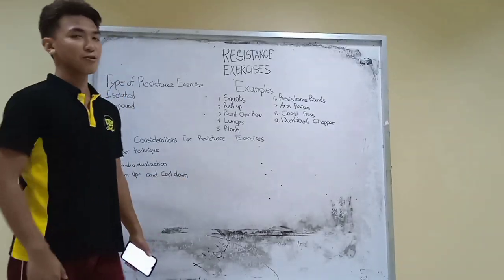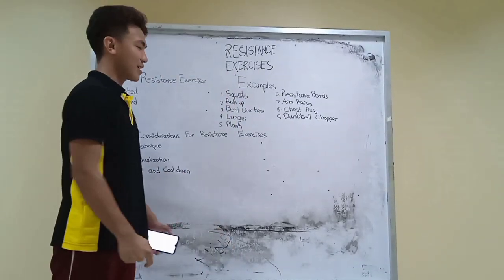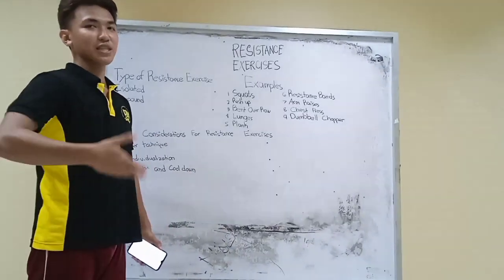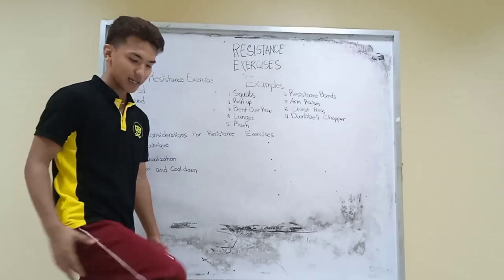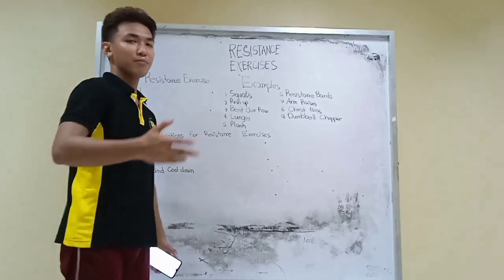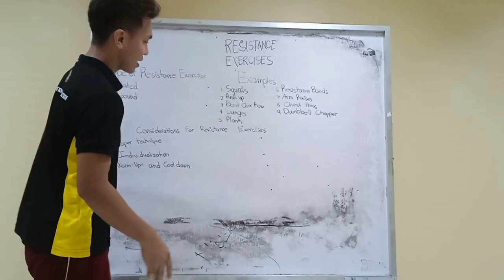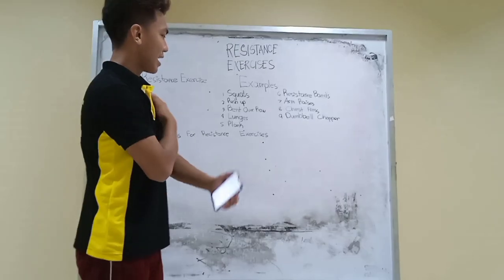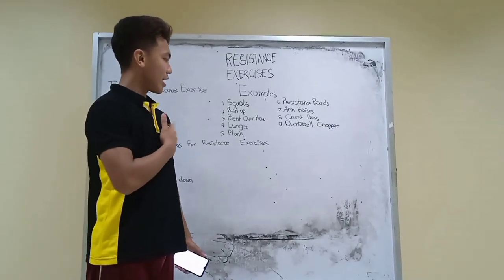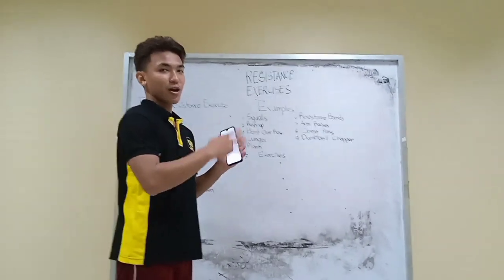Then lunges. It improves the strength of the lower body with repetition. The more repetition you have, the more improvement you have in resistance exercise. So planking, it improves the lower body, the upper body, and the arms.